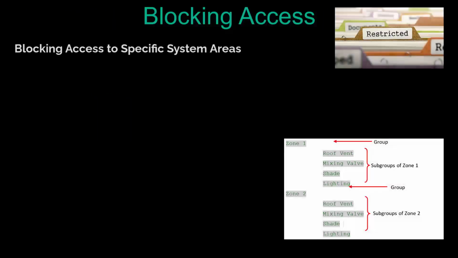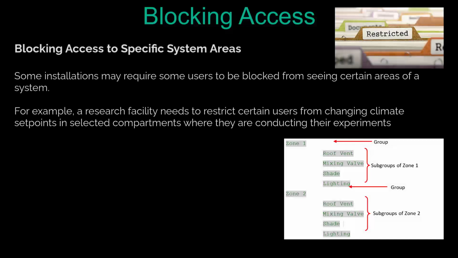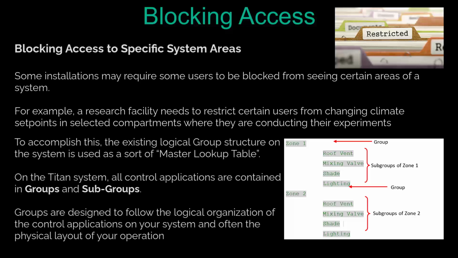Blocking access to specific areas of your system. Some installations may require some users to be blocked from seeing certain areas of a system. For example, a research facility may need to restrict certain users from changing a few climate set points in the selected compartments where they're conducting their experiments. To accomplish this, the existing logical group structure on the system is used as a sort of master lookup table.